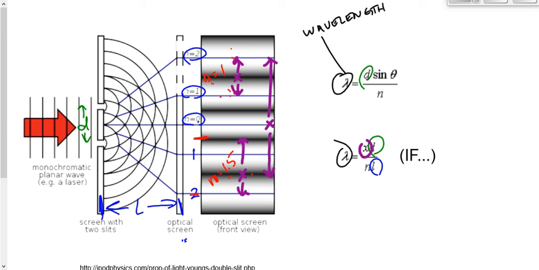You're going to subtract one max or min from the other max or min. So here we're going from the first max to the second max. 2 minus 1 is 1. Here we're going from really the first min to the second max, but the first min is like saying 0.5. We can think of it as the 0.5 max to the second max. 2 minus 0.5 is 1.5.